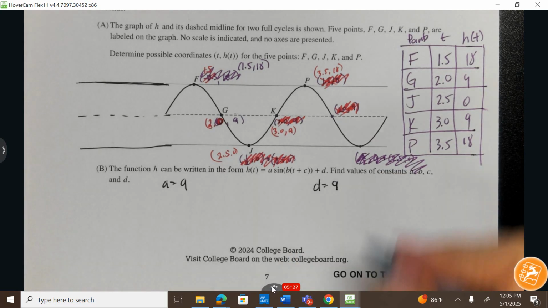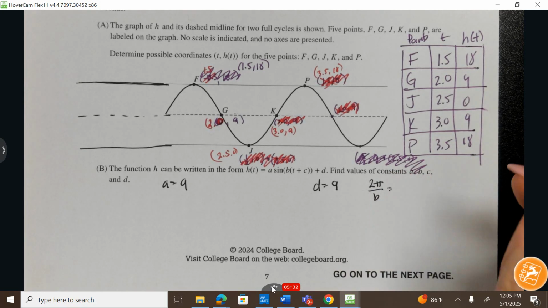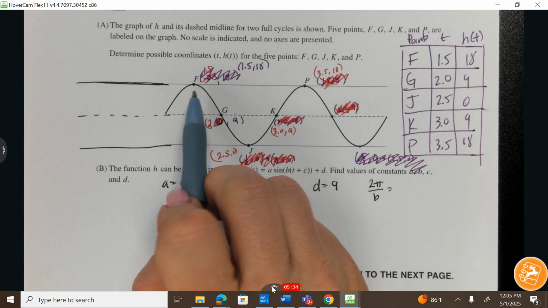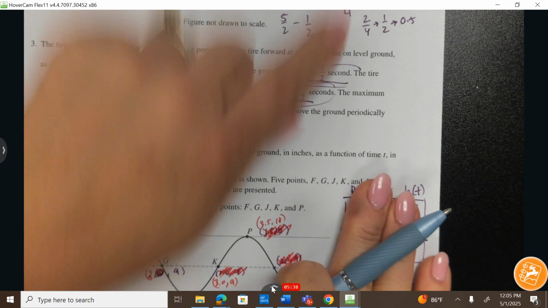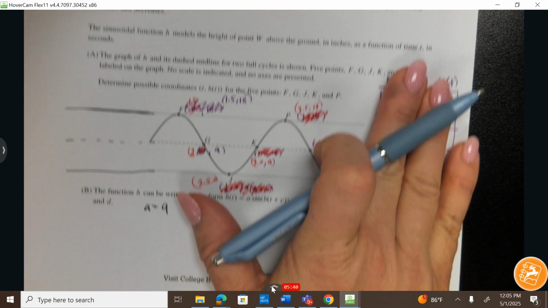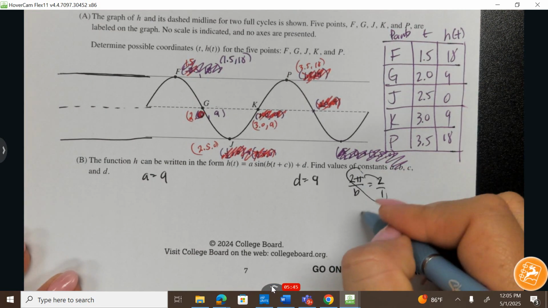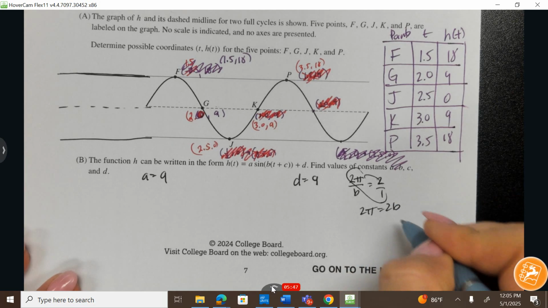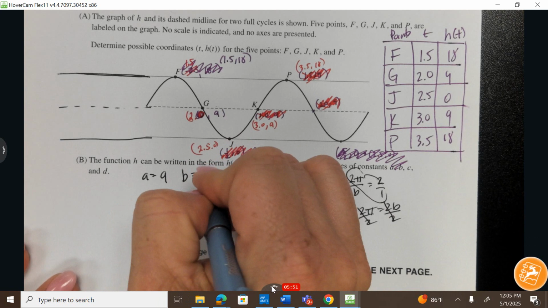Let's figure out our B value. So our B value is going to be 2 pi divided by B, and I'm going to set it equal to whatever our period length is. So our period length from 1.5 to 3.5, as I've already shown up above, is going to be 2.0. Or 2. Okay, let's cross multiply. I have 2 pi equals 2b. I divide by 2, and I end up with b equals pi.